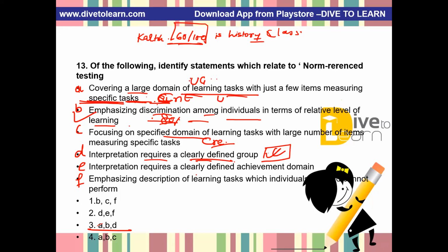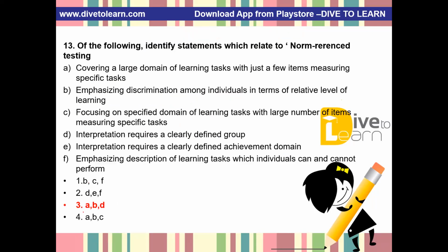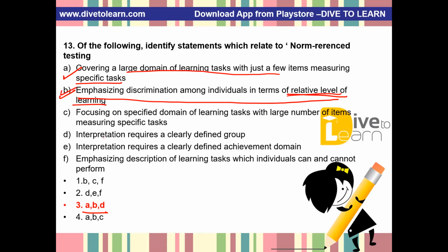Take the example of UGC net. In UGC net, this is a classical example of norm reference testing. We are getting graded on teaching, research, and so many general papers also. So large domain of learning with few items is also my norm reference testing. Correct answer here is A, B, and D, covering a large domain of learning tasks with just a few items measuring specific tasks, emphasizing discrimination in relative level. So relative, positional, this is a keyword for norm reference testing, and also it requires a clearly defined group.